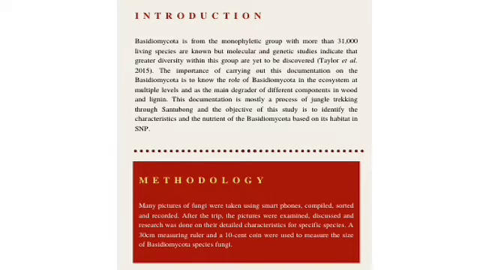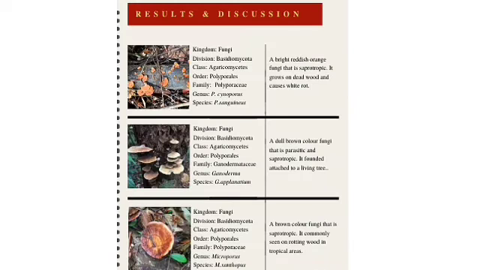Not forgetting, we did use a 30 centimeter measuring ruler and a 10-cent coin to measure the size of the Basidiomycota species. So these are the results and discussion. As mentioned just now, we actually found a lot of Basidiomycota. However, we focus on these 3 species.